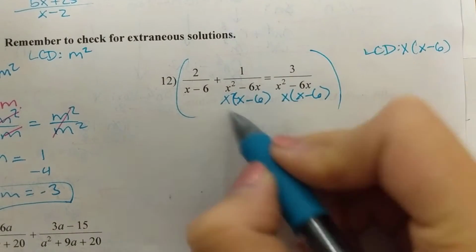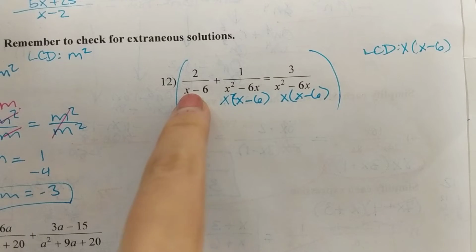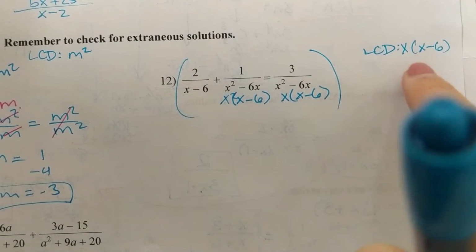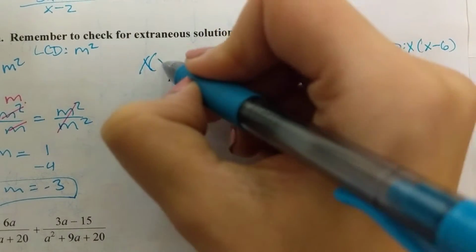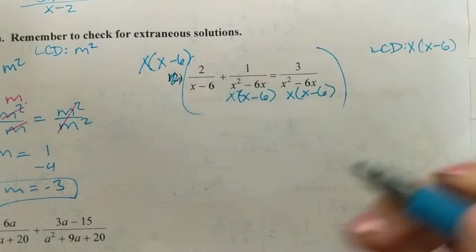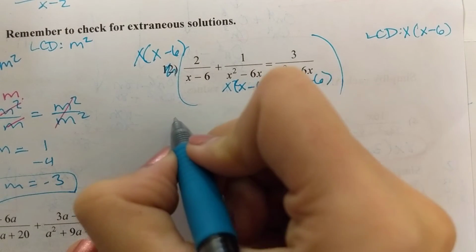Oh, so it's at least as big as x times x minus 6, and then we look and see that the other denominator has x minus 6. That is the exact same as x minus 6, so you're okay. X times x minus 6. So again, I'm not really multiplying, I'm just putting it next to each other.